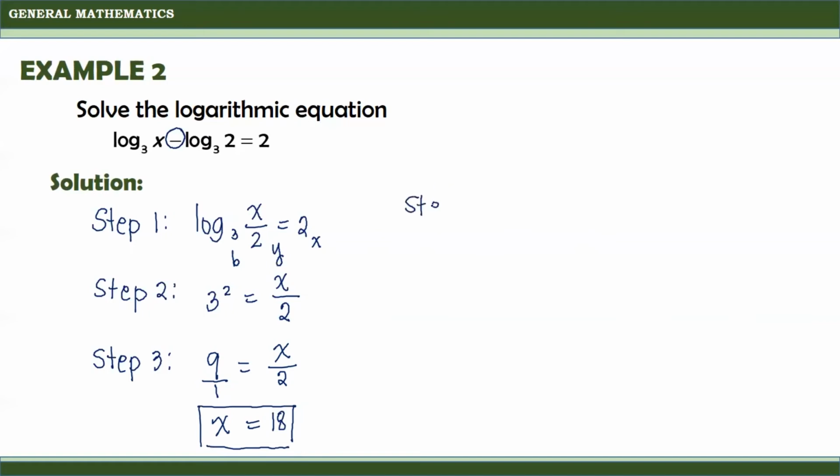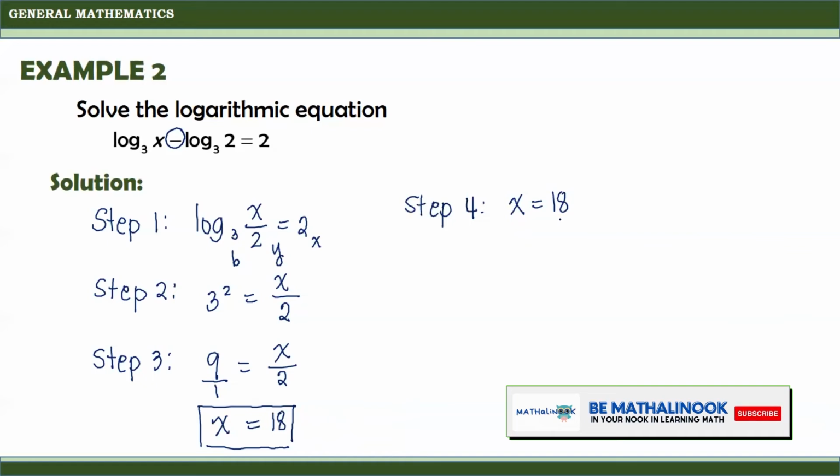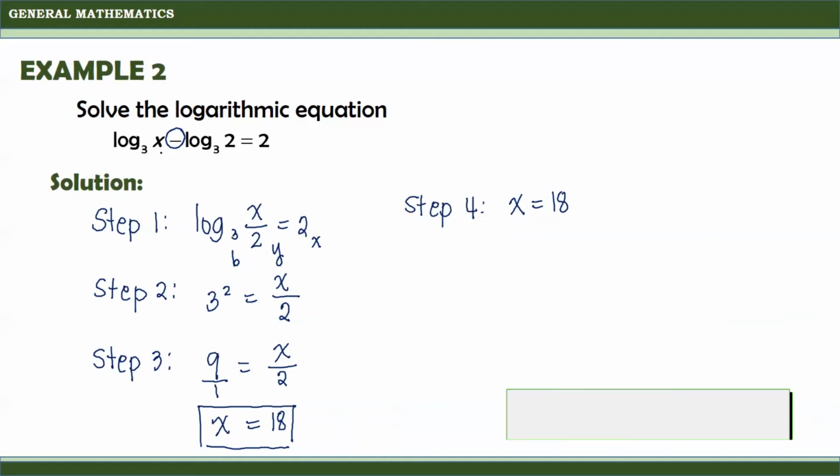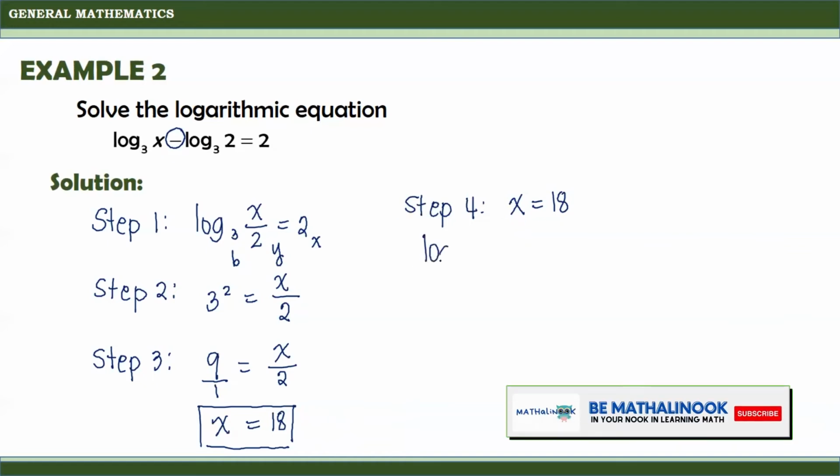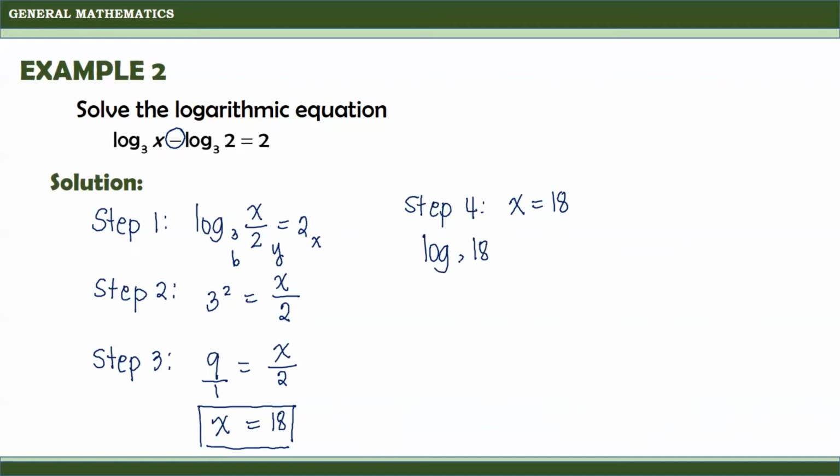Finally, for step 4, we will be checking if our answer x equals 18 is correct. To do that, we will be substituting 18 to the variable x on our given. So we will have logarithm of 18 to the base 3 minus the logarithm of 2 to the base 3 equals 2. Since this is subtraction, we will be dividing 18 and 2, giving us logarithm of 9 to the base 3 equals 2.